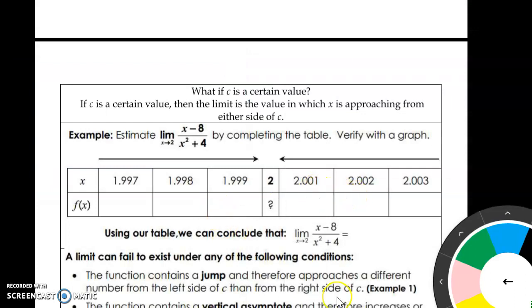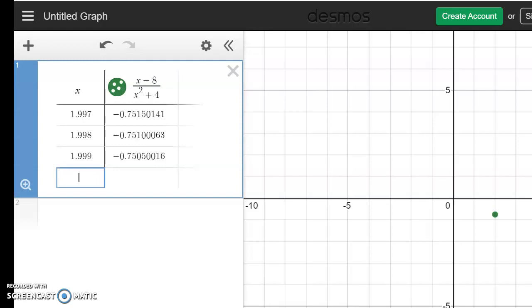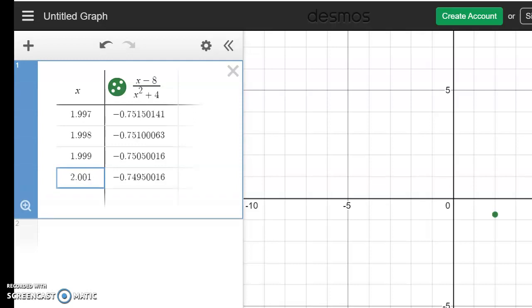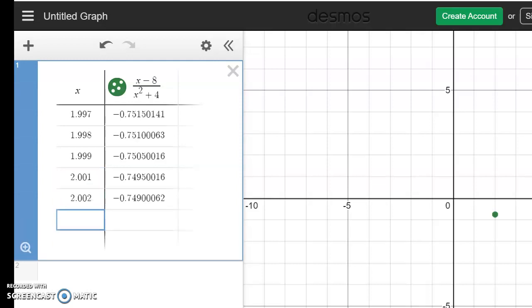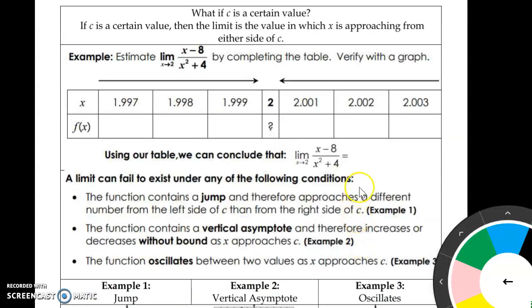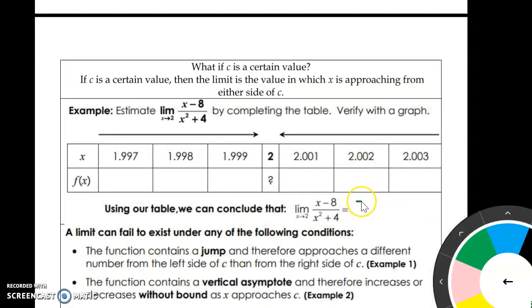Now let's look on the right side of our table. So we have 2.001, which is negative 0.749. Okay, and let's try 2.002. And 2.003, last one. Good, so we can see 2, which would be in between 2.001 and 1.999, it looks like it's getting closer and closer to negative 0.75, or we could say negative 3/4. So let's write this down. We can conclude that the limit is negative 3/4.